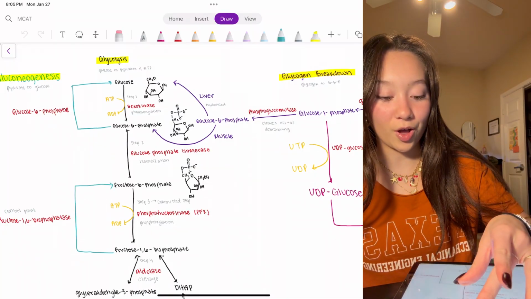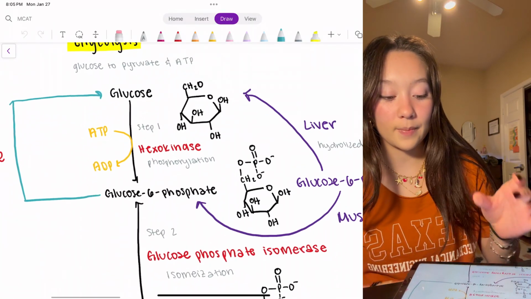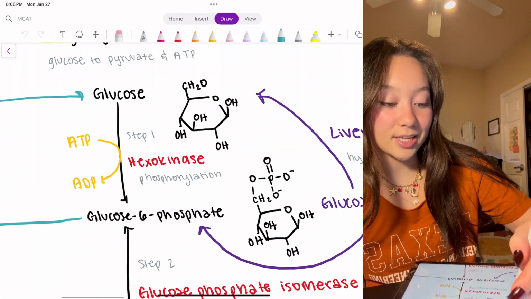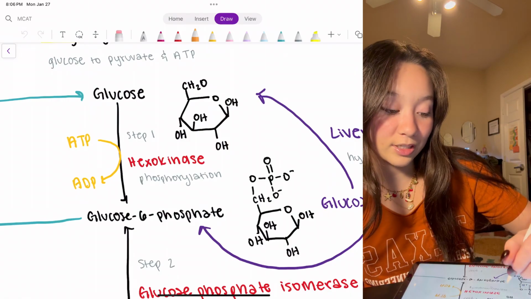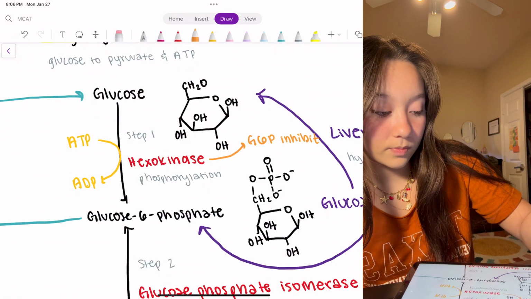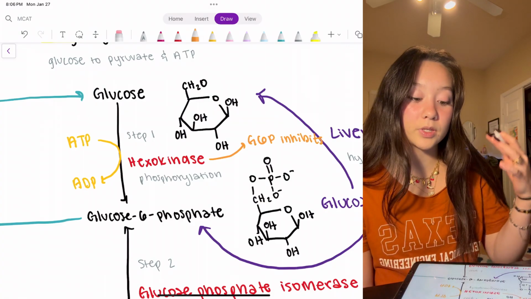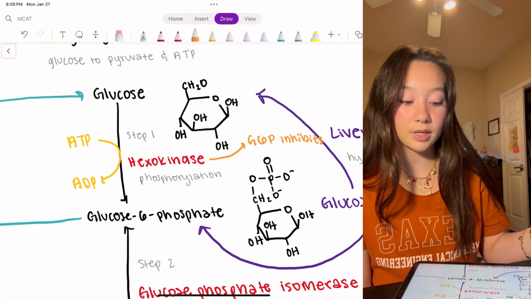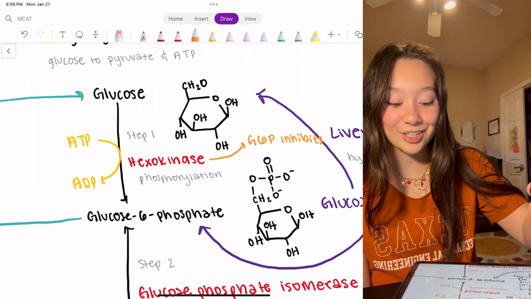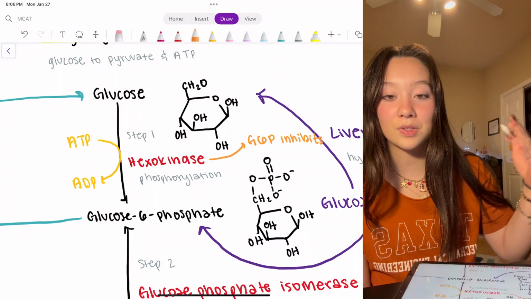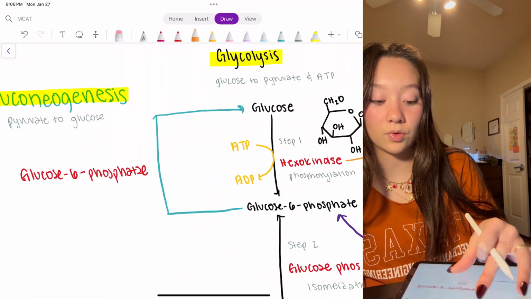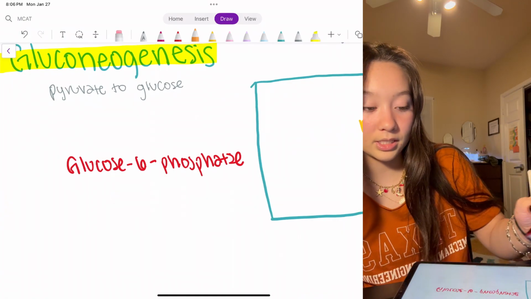So starting off with the very first enzyme, hexokinase. Now, hexokinase is inhibited by glucose 6-phosphate. This makes sense because if there's a lot of glucose 6-phosphate, then you're not going to want hexokinase to work that well because it turns glucose into glucose 6-phosphate, so this is a kind of negative feedback control. Now, the opposite is for glucose 6-phosphatase.